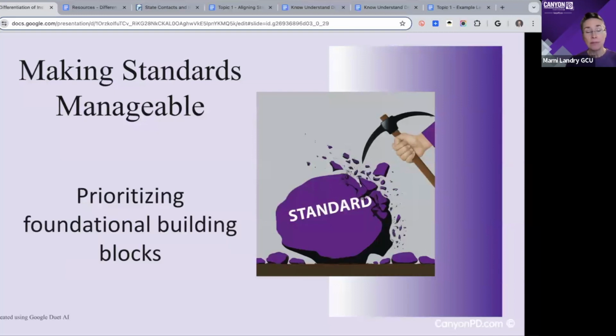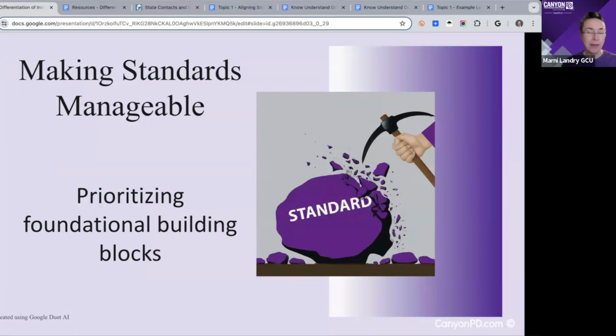Once I have broken it down into manageable pieces, I then have to take a look and prioritize them. Some of the objectives or skills need to be taught before other ones within the same standard. So I have to break them down and then prioritize them and put them in order. Some of them are foundational building blocks, and if the student does not master that foundational block, the other parts of the standard are not reachable.